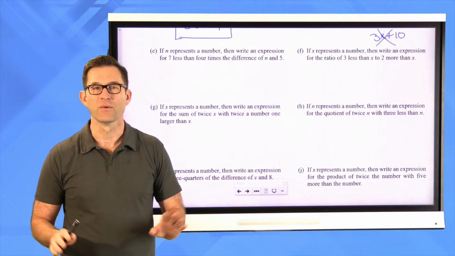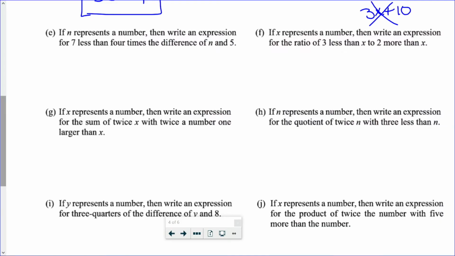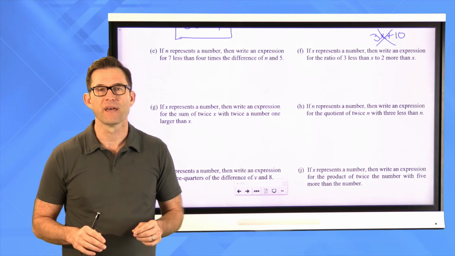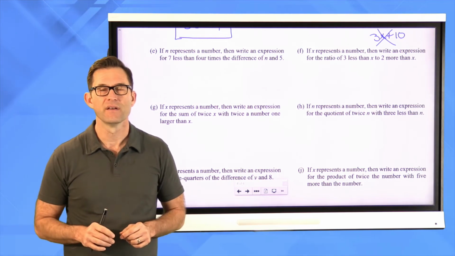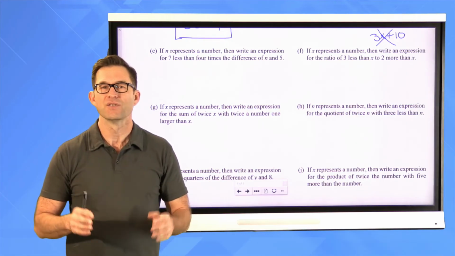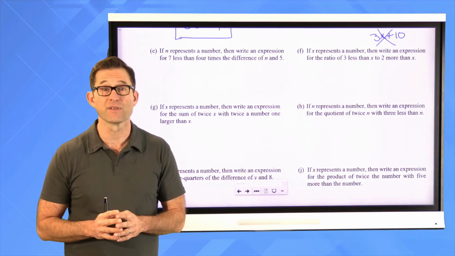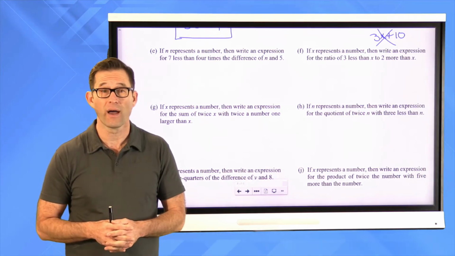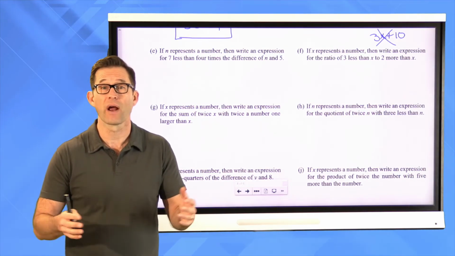Ooh, letter E is getting way more complicated. Let's take a look. If n represents a number, then write an expression for 7 less than 4 times the difference of n and 5. Ooh, okay, so, again, I give you a number. I say, find a number that's 7 less than 4 times the difference of 11 and 5. So the first thing you'd do is probably find the difference of 11 and 5. Then you'd multiply it by 4 to get 4 times that difference, and then you'd subtract 7 from it.